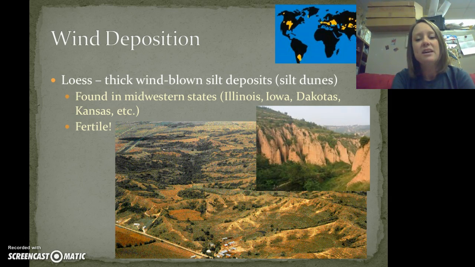Loess is another type of wind depositional feature. It comes from silt-sized deposits. Remember, silt is smaller than sand, and it can form silt dunes, and it's pronounced loess. We see a lot of these in the Midwestern states like Illinois, Iowa, South Dakota, Kansas. It tends to be very fertile soil. This picture here at the bottom are loess dunes that are in Iowa.